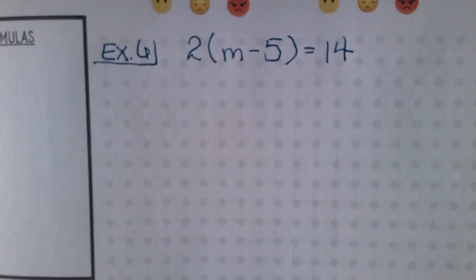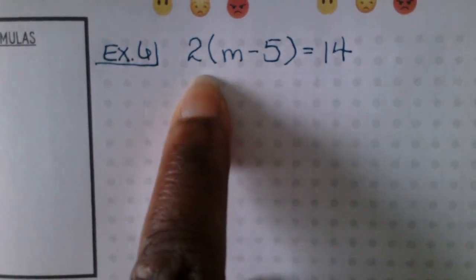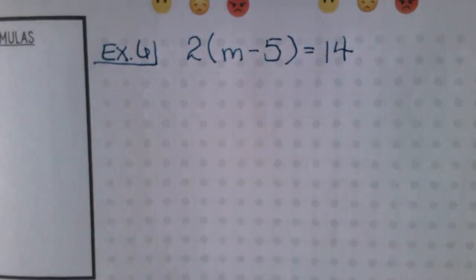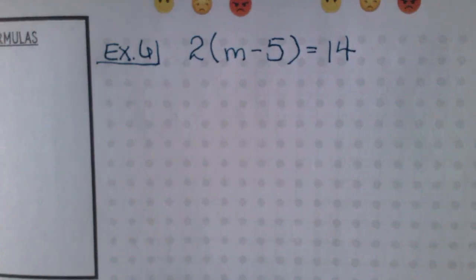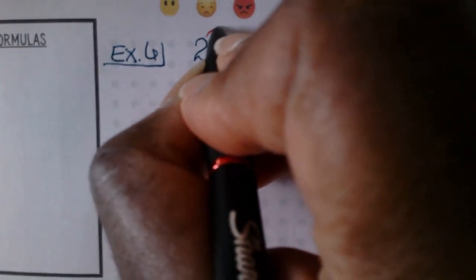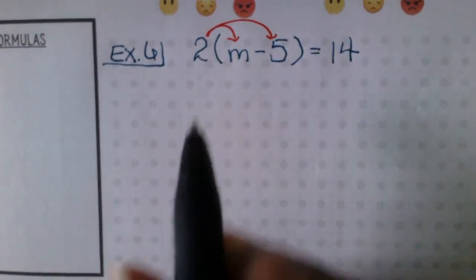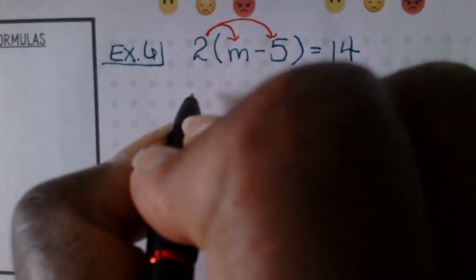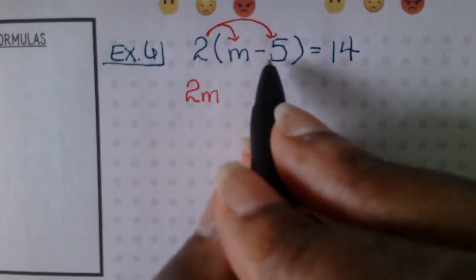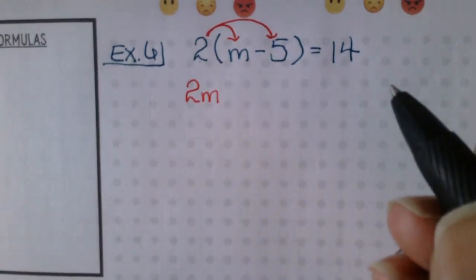So now here we are. We have 2 times m minus 5. So we can do this one of 2 ways. A lot of people would say, oh, well, you can do the distributive property. All right. So now you've gone from one form of solving to another. So if I wanted to, I could do distributive property. I'm going to show you another way as well. So now we have 2 times m, which is 2m. Okay. 2 times negative 5. You notice how I said that?